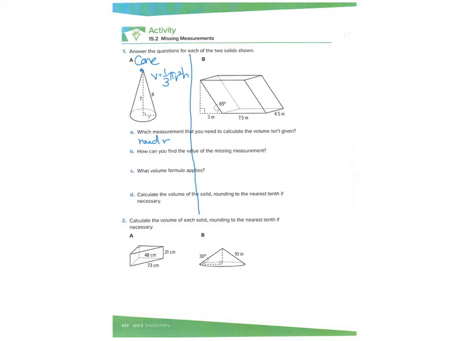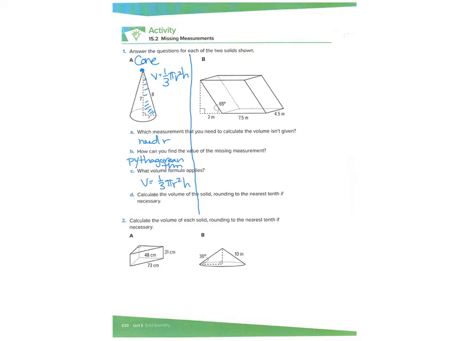So how can you find this measurement? Well, my height is 7. My slant height on the outside is 8. So I could use this right triangle, made of the height, the radius, and the slant height. To find r, I could use the Pythagorean theorem. Okay, we've done that before. Then it wants me to write down the formula that applies. I have it at the top of the page. It's 1/3 my big B, which is a circle, so that's pi r squared times the height.